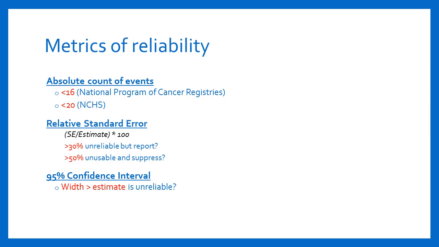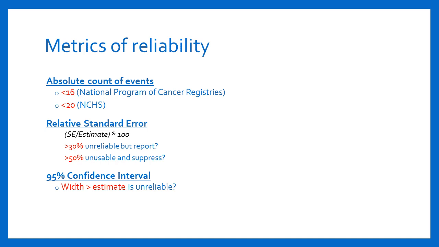Now, many of you may prepare reports where you pay attention to metrics of reliability and to suppression rules. Here's just a few that are used. National Program of Cancer Registries will suppress if the absolute count of events in a subgroup is less than 16. MCH sometimes says less than 20, and they'll suppress, or they'll at least mark as unreliable.